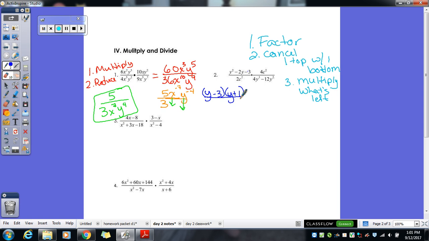How about 2c squared? I was trying to trick you. That one doesn't factor. Same thing with 4c squared. That one doesn't factor either. So then we got a GCF factor in that last one. What's our largest number and letter combination? 4y squared. So that gives us y minus 3.